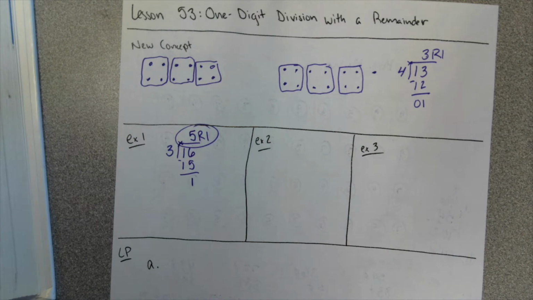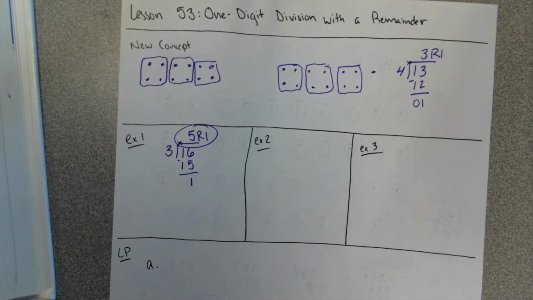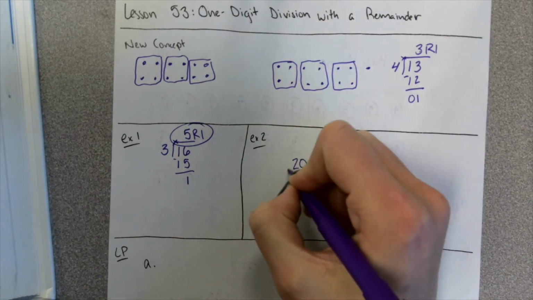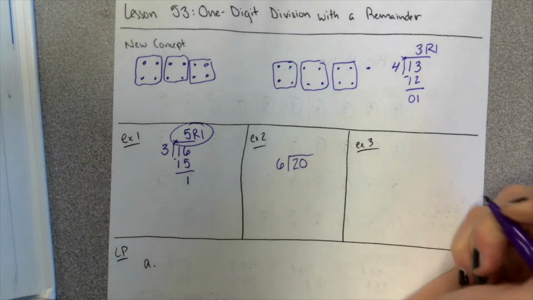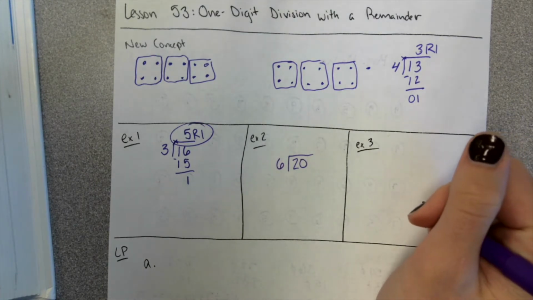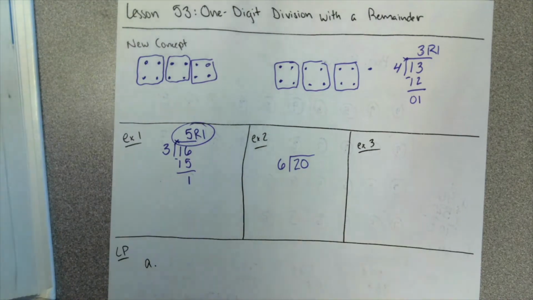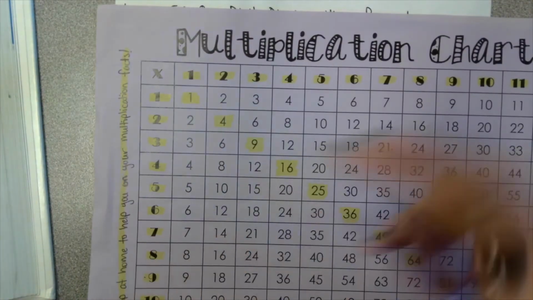Example 2 says the science club will take 20 members to the museum. Vans and a car will be used to take members to the museum. Each van can carry 6 members. So I've got 20 people total. I got to divide it by 6 members that can fit in each van. Then I go in my 6th column.